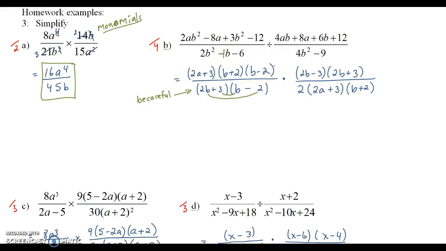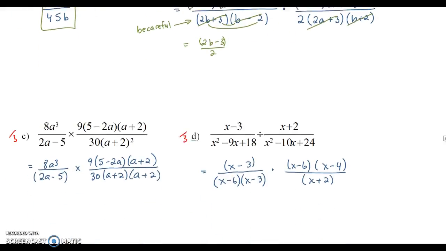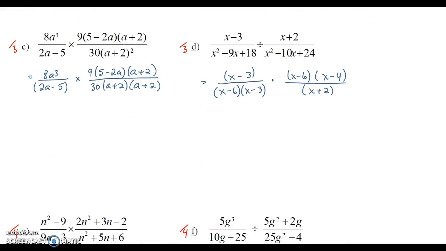Not only that, you might see that if it was a b plus 2 and a 2b minus 3, things didn't cancel as nicely. Check this out. 2a plus 3, 2a plus 3. b plus 2, b plus 2. b minus 2, b minus 2. 2b plus 3, and 2b plus 3. All that's left, 2b minus 3 on top, and 2 on the bottom. Very nice.